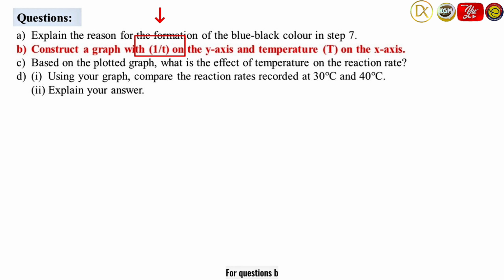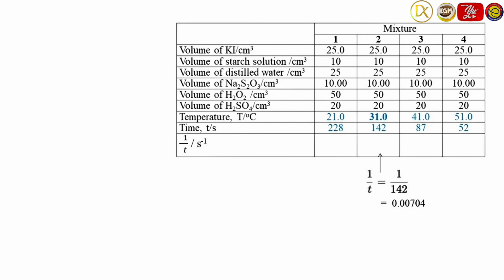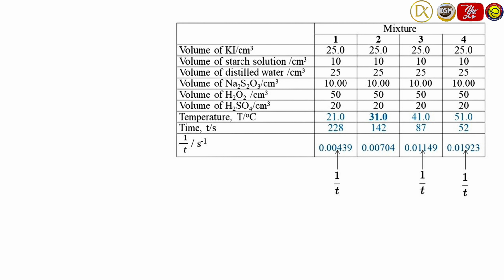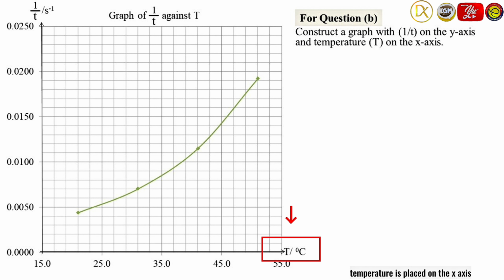For question B, first, calculate the value of 1/T for each temperature. Next, plot a graph of 1/T against temperature. Temperature is placed on the x-axis, while 1/T is placed on the y-axis.